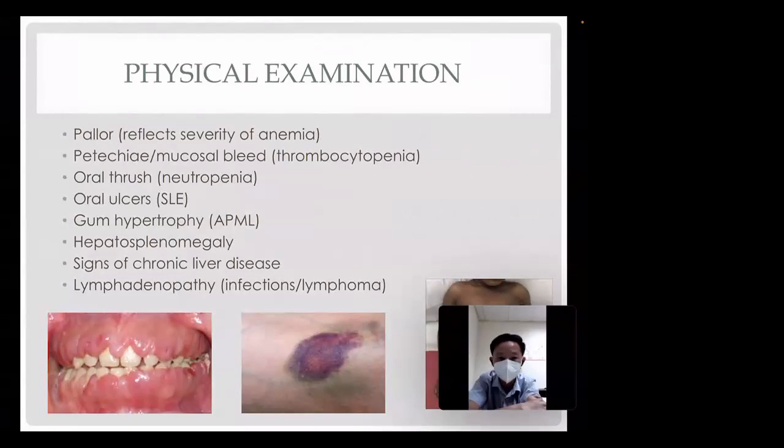Also look for hepatosplenomegaly, because in certain diseases like CML, patients may present with very huge spleens, and it's important for us to catch that so that we can know the underlying cause. Any signs of chronic liver disease are also very important to elicit, because chronic liver disease itself can cause pancytopenia. Lastly, check whether the patient has any lymphadenopathy, which may lead us to underlying lymphoma or chronic infections.